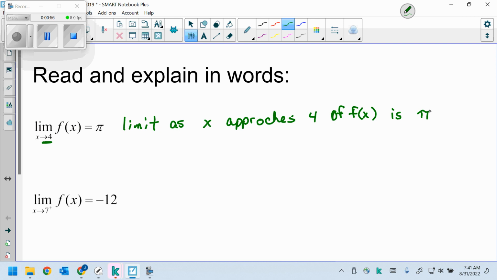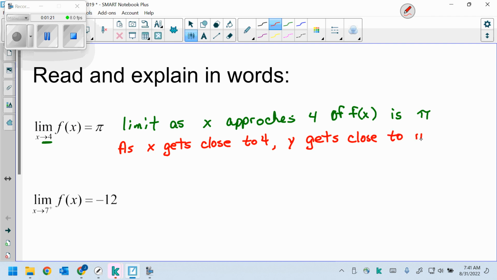Now, what does that mean? That means that as x gets close to 4, y gets close to pi. So that's the meaning of that. That's how you read it, and that's what it means.